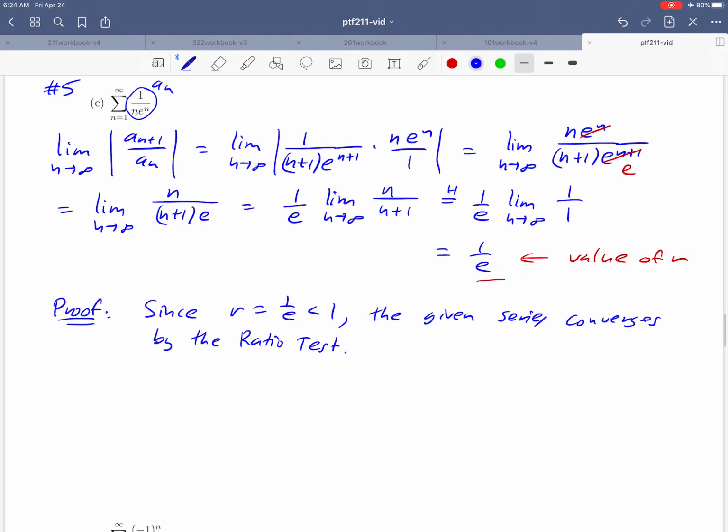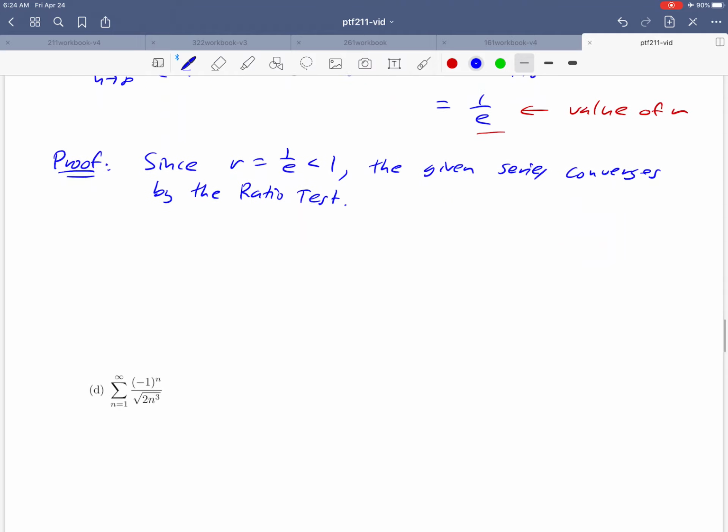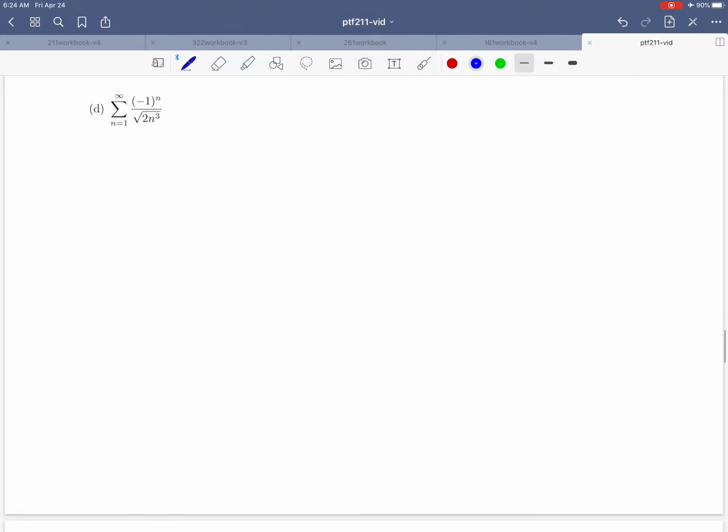So let's scroll up and see if we can do part D together. In D, we're looking at a series, the sum from 1 to infinity of negative 1 to the n over the square root of 2n cubed. I'm hoping that you might recognize this as a special kind of series. That minus 1 to the n in the numerator causes the signs of our terms to alternate. We're going to start with a minus, then a plus, then a minus, then a plus, and so on. This is an alternating series.